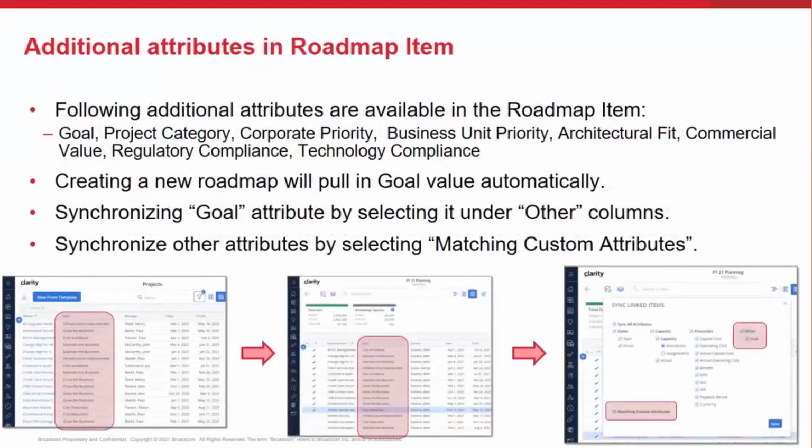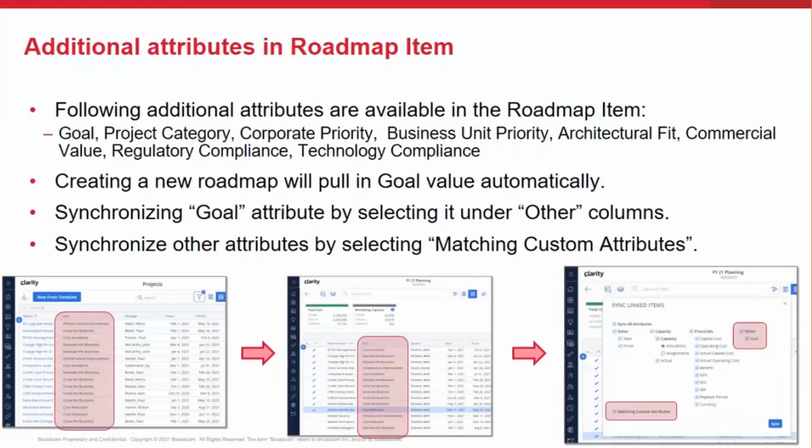The additional attributes that have been added to the roadmap item are as follows: goal, project category, corporate priority, business unit priority, architectural fit, commercial value, regulatory compliance, and technology compliance. These attributes are now available in your roadmap item, and when you synchronize your roadmap, these values will then be pulled over from their respective investments and be available to you in the roadmap item.